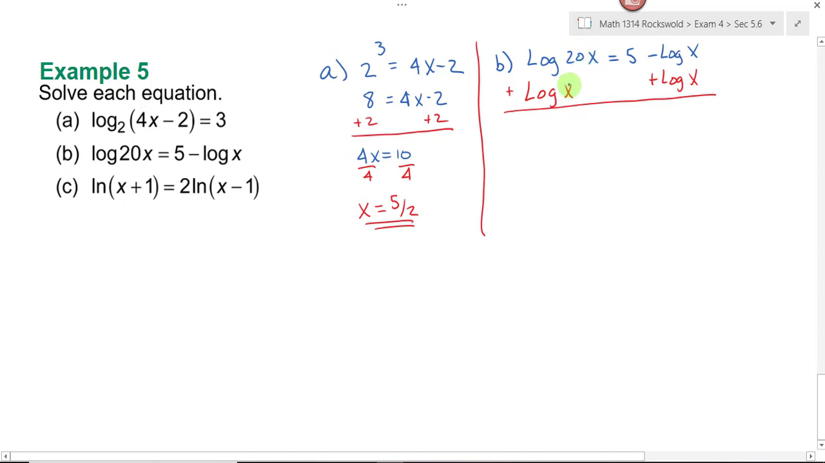The only way to change an argument on the logs is to use one of the rules that we know with logs, like the product rule, the quotient rule, or the power rule. So these are not like terms because the arguments are not the same. So I have to rewrite this as log 20x plus log x equals 5. Now I can use the product rule because I have addition between the logs. And when I use the product rule, I can rewrite this as log 20x times x equals 5. What's 20x times x? 20x squared.